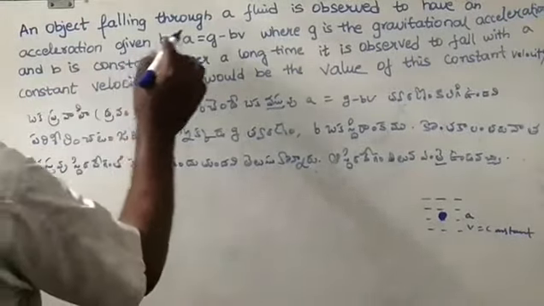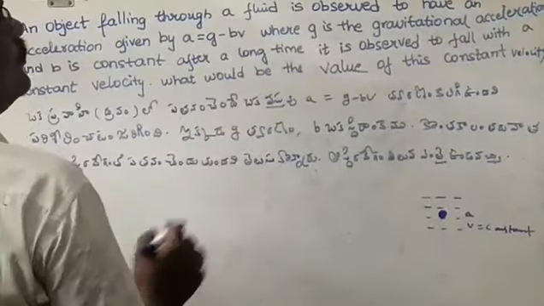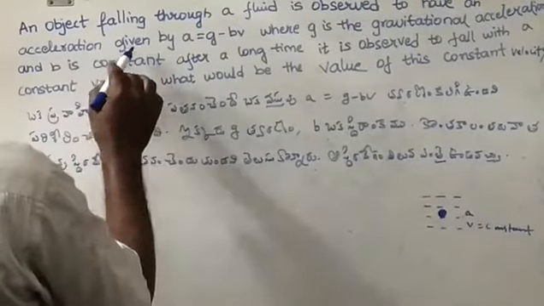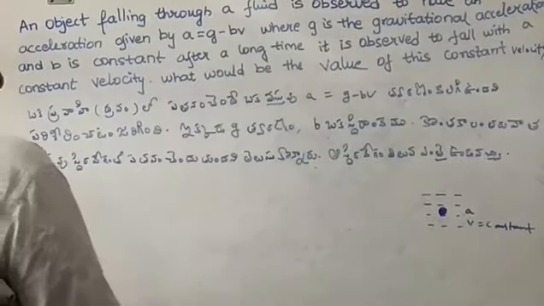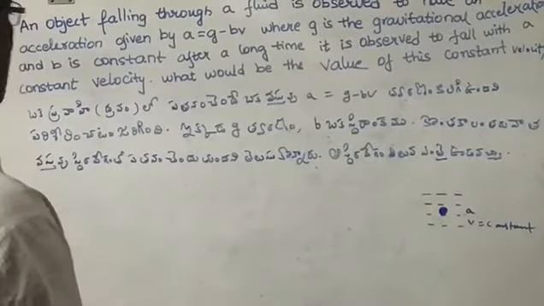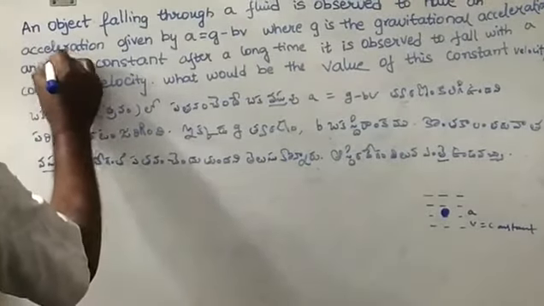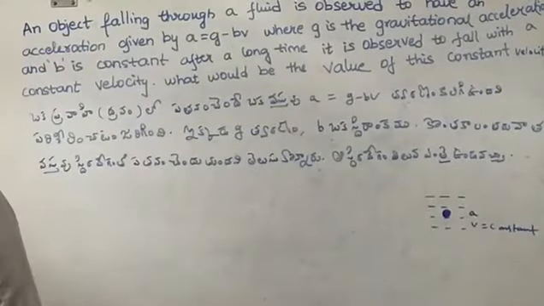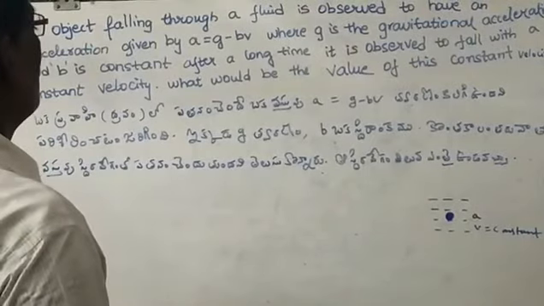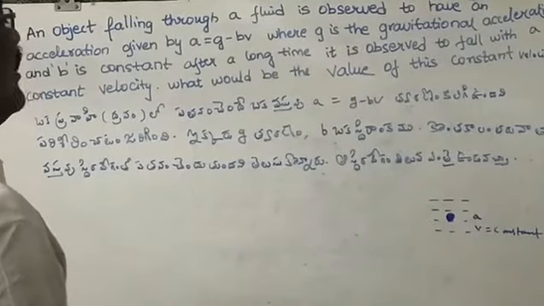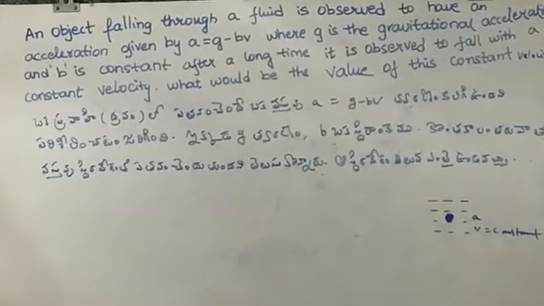An object falling through a fluid is observed to have an acceleration given by A is equal to G minus BV, where G is the gravitational acceleration and B is a constant. After a long time, it is observed to fall with a constant velocity. What would be the value of this constant velocity?